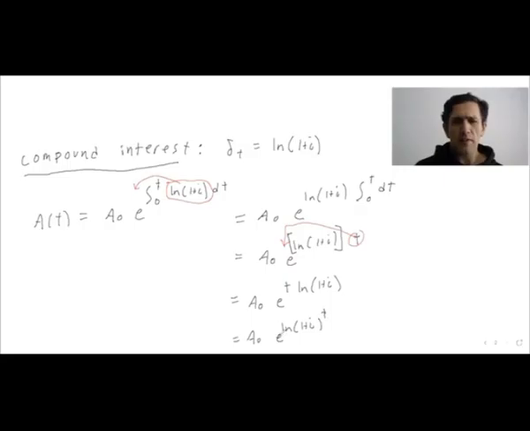So here we have e to the ln of this whole smorgasbord here. But e is going to undo the ln. So this is simply going to be a naught (1 + i)^t, which is exactly our original compound interest formula.